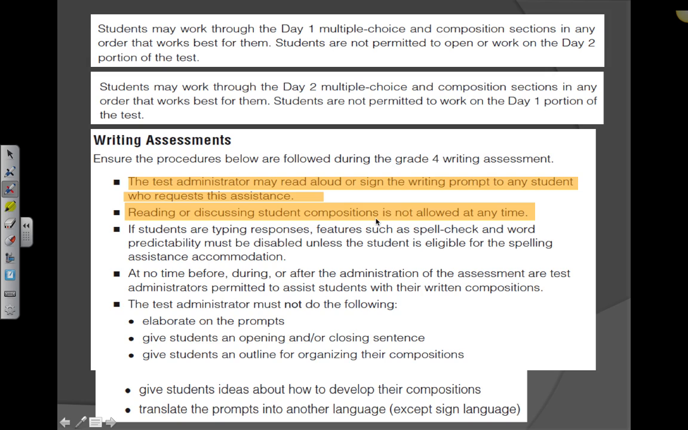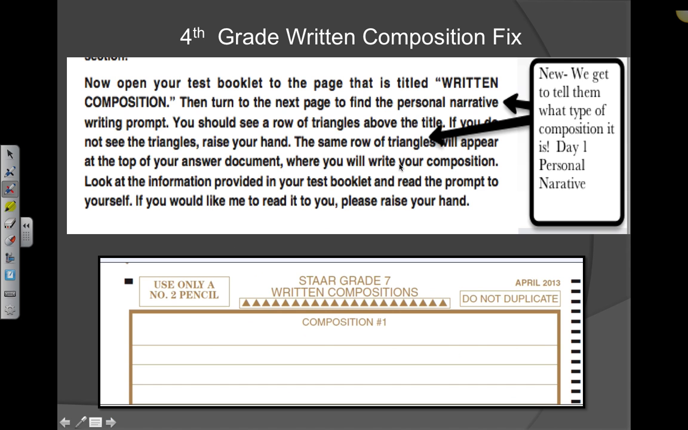If they ask you to repeat or to read the writing prompt to them, you may do so, but read it verbatim, please. Something new for this year for the written composition, you'll notice in the directions that it does say what type of composition it is. For example, then turn to the next page to find the personal narrative. And then they find on their answer document the corresponding symbols. So for the personal narrative, it is triangles, and they find the triangles to make sure that they're writing their composition in the correct spot. So day 1 is personal narrative, day 2 is expository, and that is different from last year. They did not let us know which day would be which.